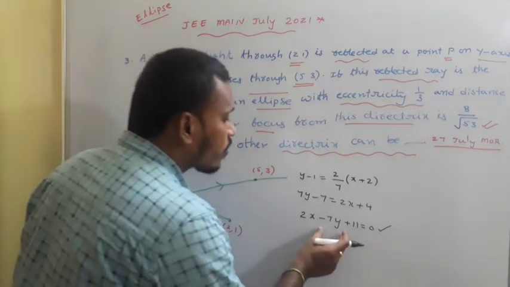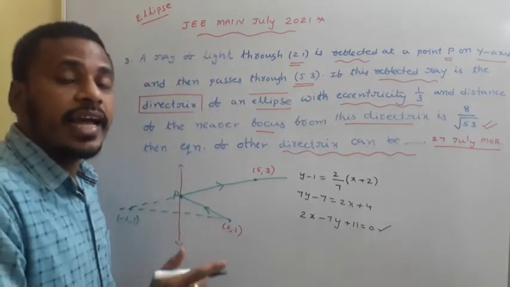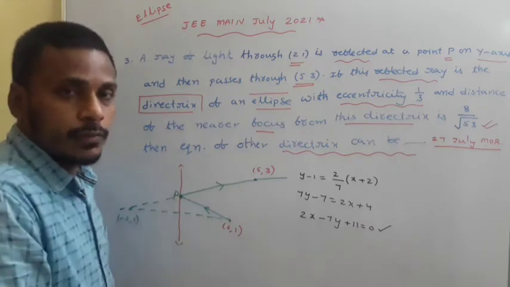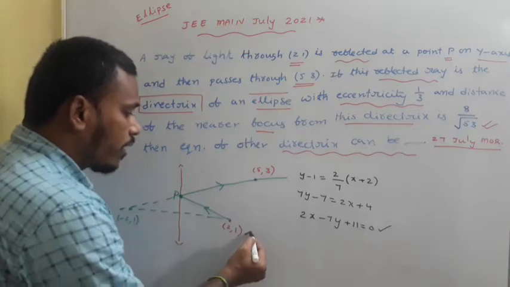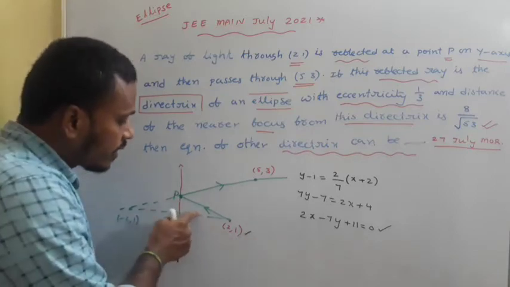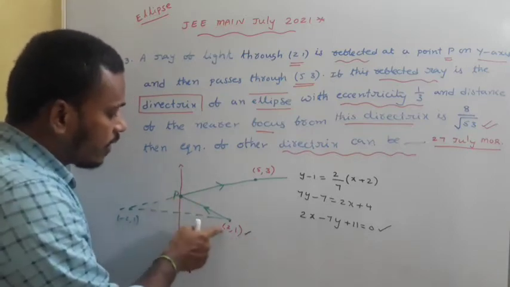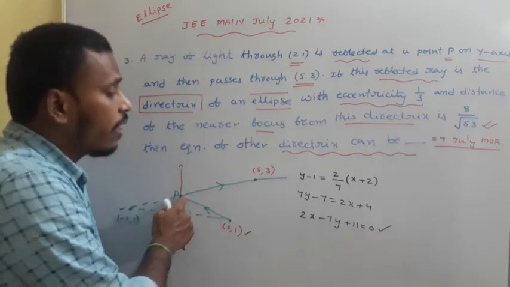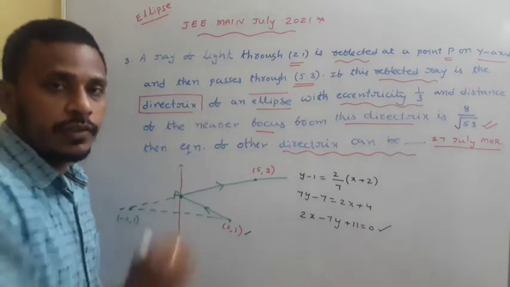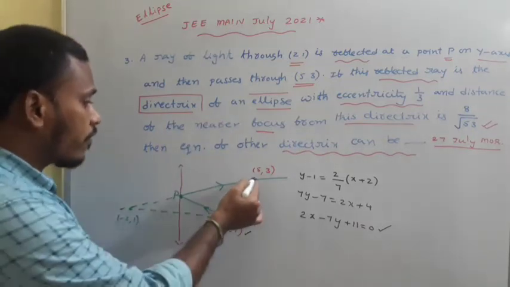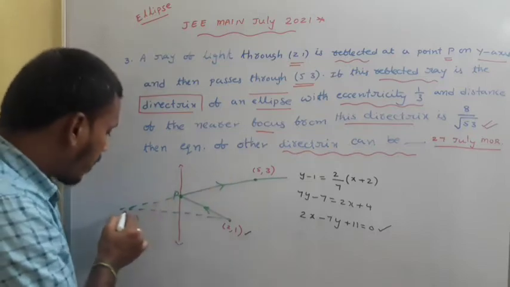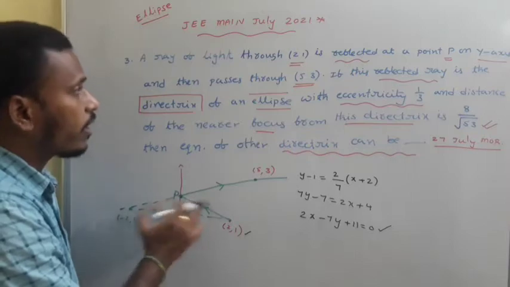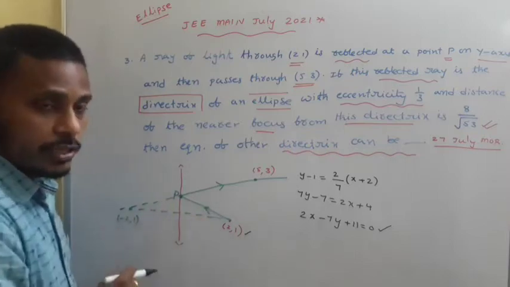We need to treat this 2x minus 7y plus 11 as a directrix for the given ellipse. Okay, see, one part of the problem is clear. Once again, (2, 1) is a point given, and the reflected ray is generated at (2, 1) and is reflected at a point P on the y-axis, then passes through (5, 3). That is given. We know that this reflected ray, if you extend, passes through the image of this (2, 1). This is all the concept related to reflections, incidence, and then image concept.